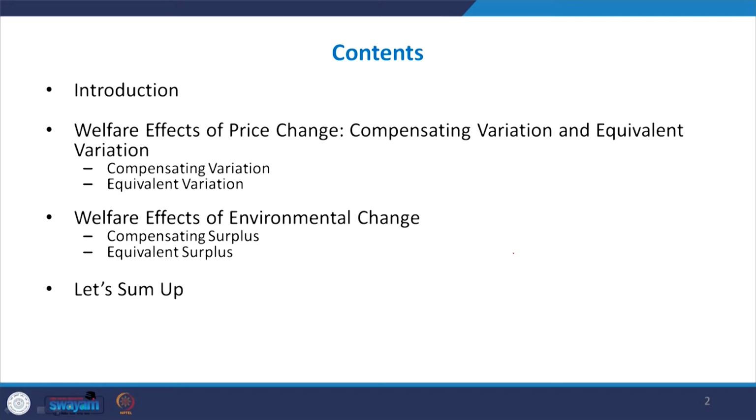They are very important to know the impact of change in the price of the product on the welfare of the consumers. After understanding these two concepts in case of conventional products, I will also explain similar kinds of concepts to know how the change in environmental quality affects the welfare of the consumer. These concepts are compensated surplus and equivalent surplus. And then we'll sum up the topic.